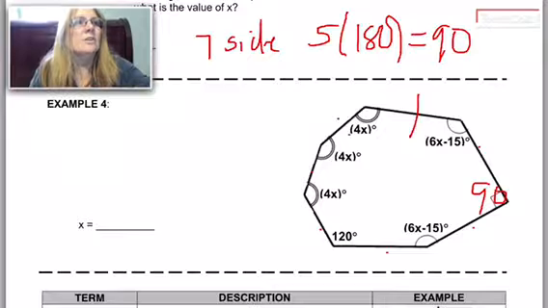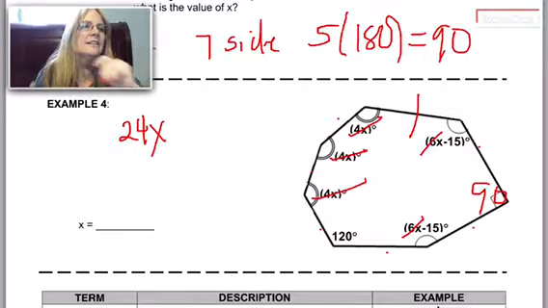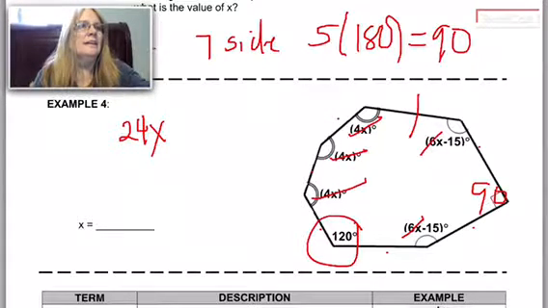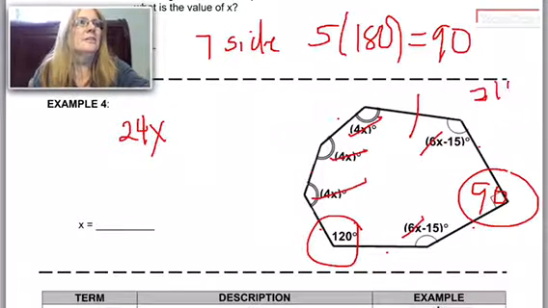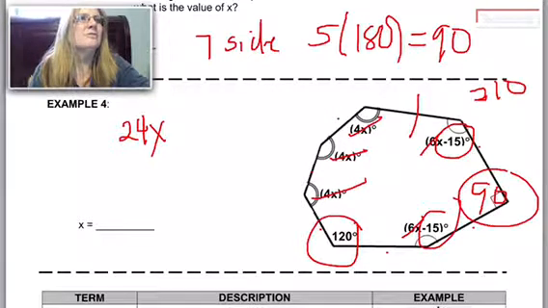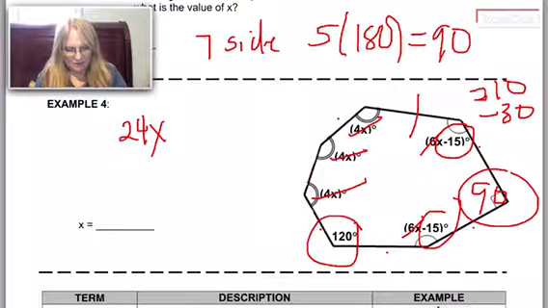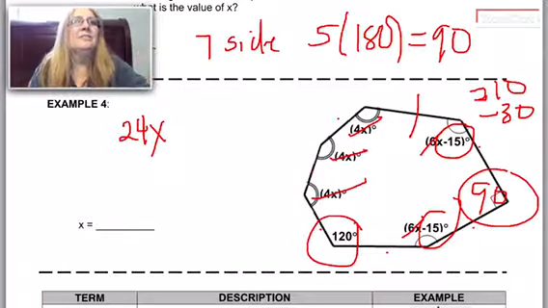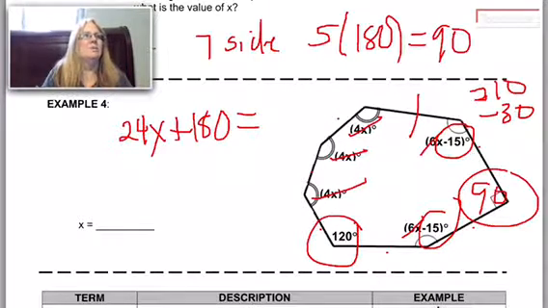So let's add our x's. 4, 8, 12, 18, 24. So I just added all my x's, and I have 24x. And then let's add our numbers. I have 120 and 90. That's 210. I'll write that right here. But then I have a minus 15 and a minus 15. So I need to subtract 30 from 210. So 210 minus 30 is 180. So 24x plus 180 equals 5 times 180 was 900.